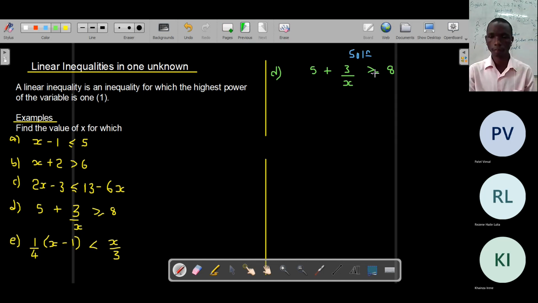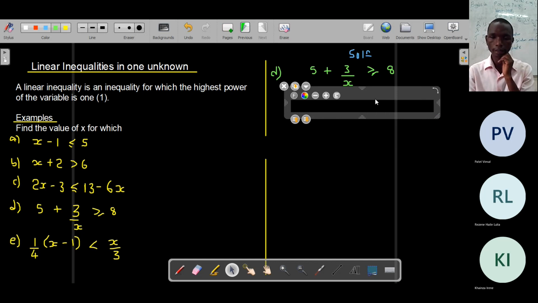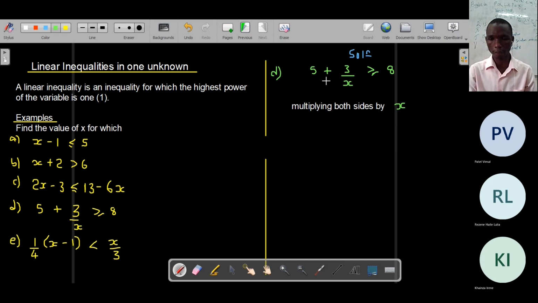Let us see. Now, what we can do here is we can do this step because there's a fraction. When there's a fraction, we need to make it linear, so that there's no fraction, and we can do that by multiplying both sides by x, because this x is the LCM, the denominator. So we have to multiply both sides by x, so that the fraction goes away. Because here we are having 5, plus 3 over x, and then being greater than or equal to 8.